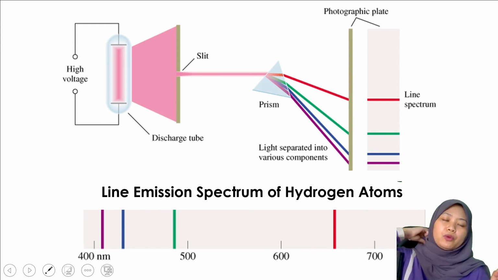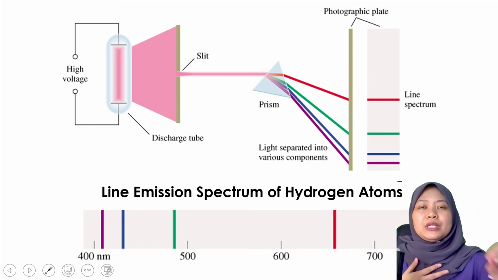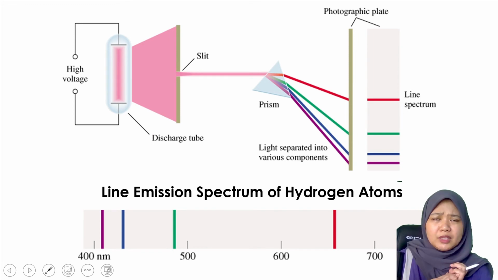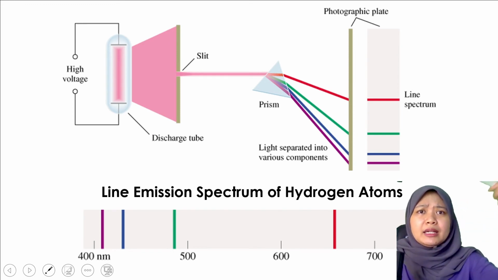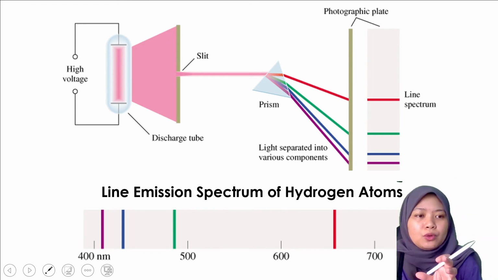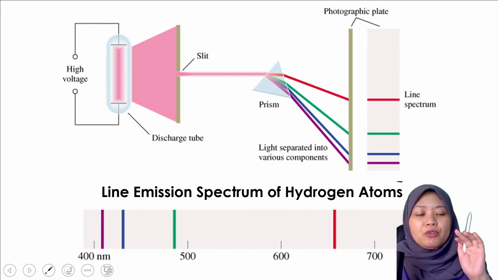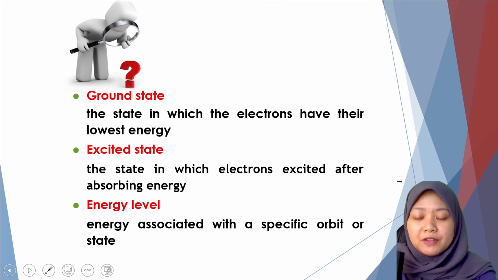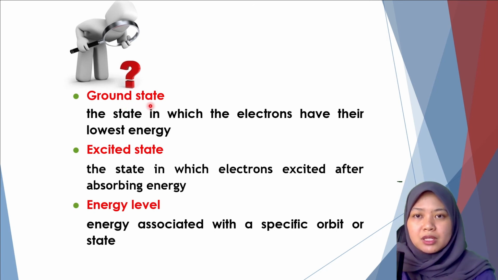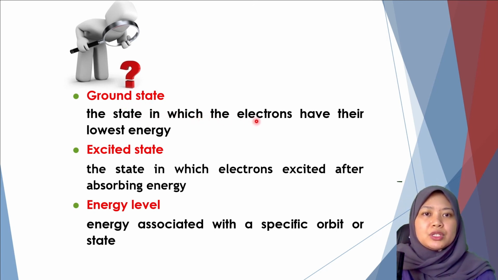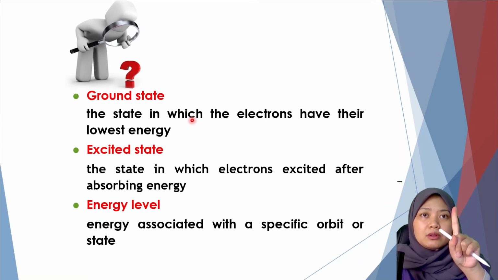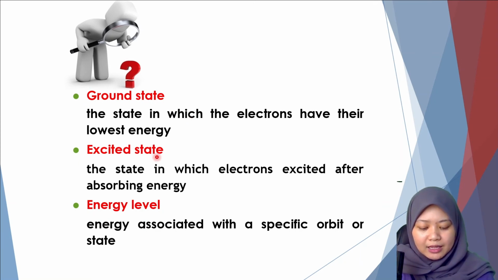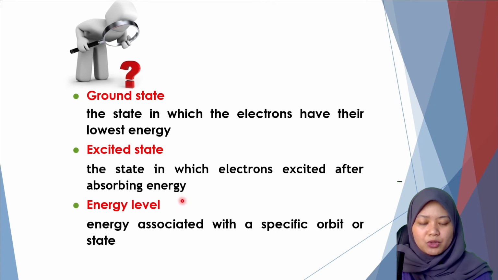Okay, now we are going to proceed to the next one, which is energy level diagram. Sebab tadi awak belajar elektron naik ke atas, elektron turun bawah, benda tu kita boleh ubah ke dalam bentuk energy level diagram. Before you go to the energy level diagram, kenal dulu term-term yang perlu ada dalam energy level diagram. The first one is the ground state, which is state in which the electron have their lowest energy. Since you are learning about hydrogen atoms, so ground state for hydrogen atom is n equal to 1. Excited state is the state which electron excite after absorbing energy.